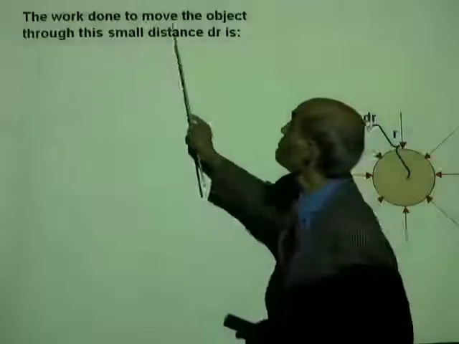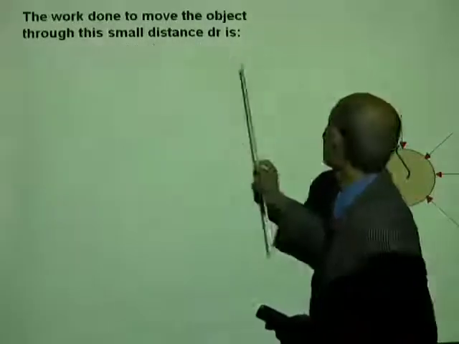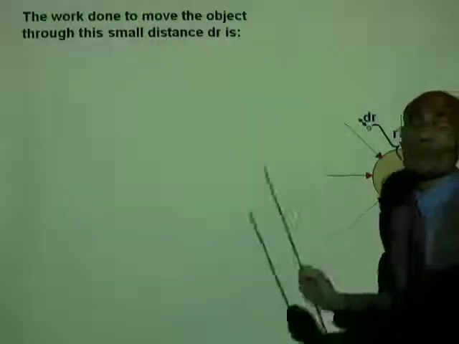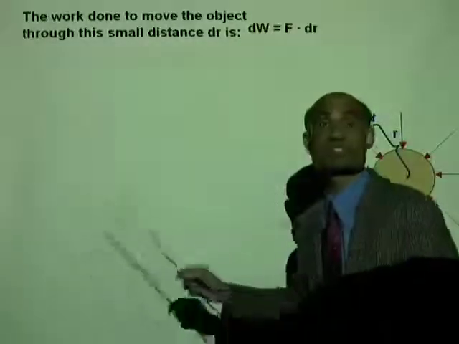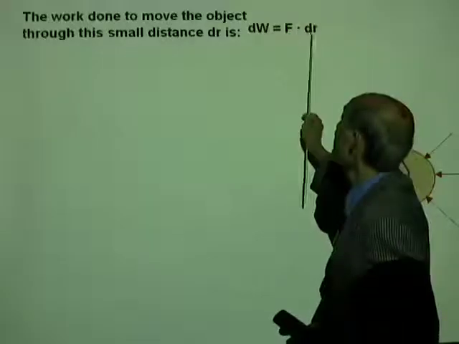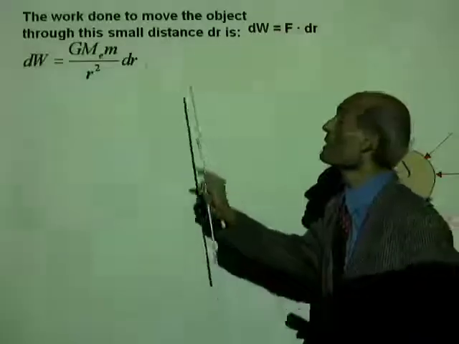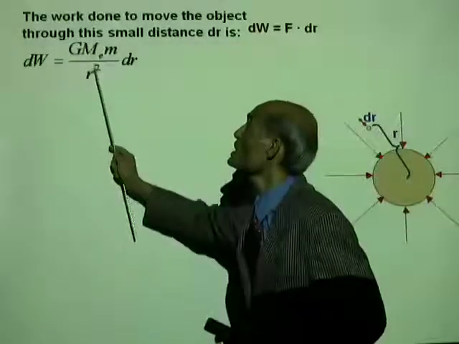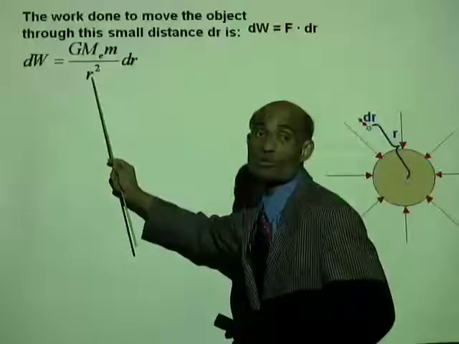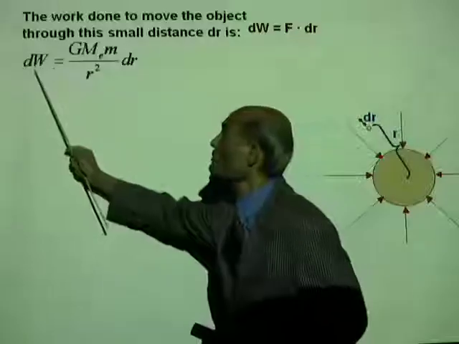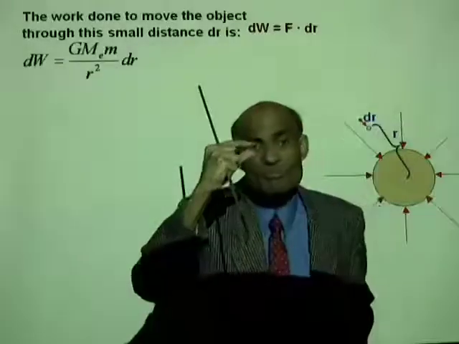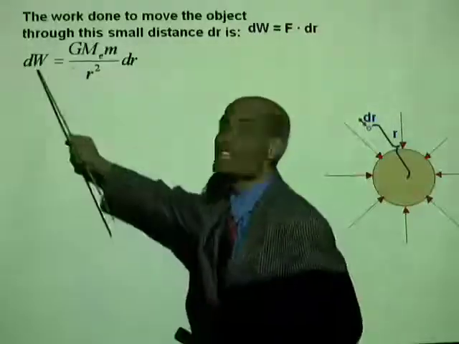The work done to move the object through this small distance will be then that force multiplied by that distance. So that will be F multiplied by dr, or the force is G ME m over r squared, multiplied by dr. This is a measure of the small amount of work, dW.